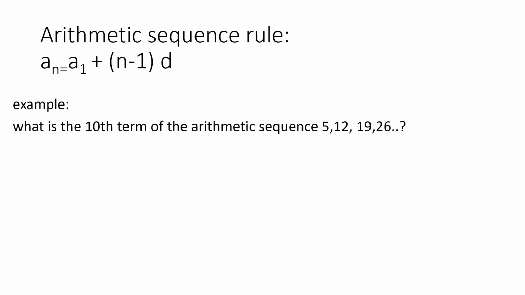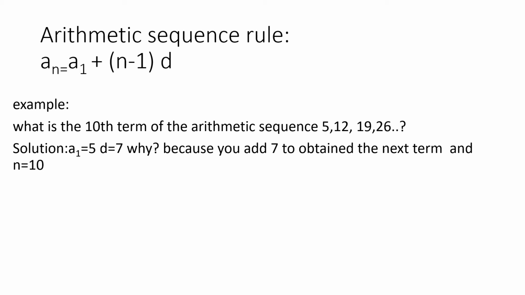Okay. Arithmetic sequence rule, or shall I say arithmetic sequence formula: a sub n is equal to a sub 1 plus the quantity n minus 1 times d. Say for example, what is the 10th term of the arithmetic sequence 5, 12, 19, and 26?